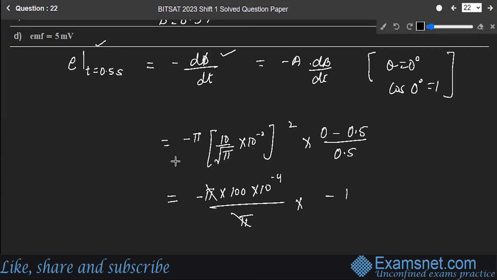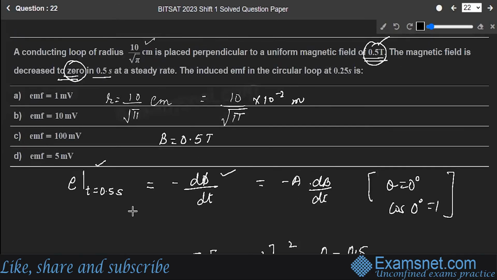So pi will cancel and minus will cancel. Ultimately, you will have 10 power minus 2 volt, or this is 10 millivolt. Now, in the question, it is said it's a uniform magnetic field.